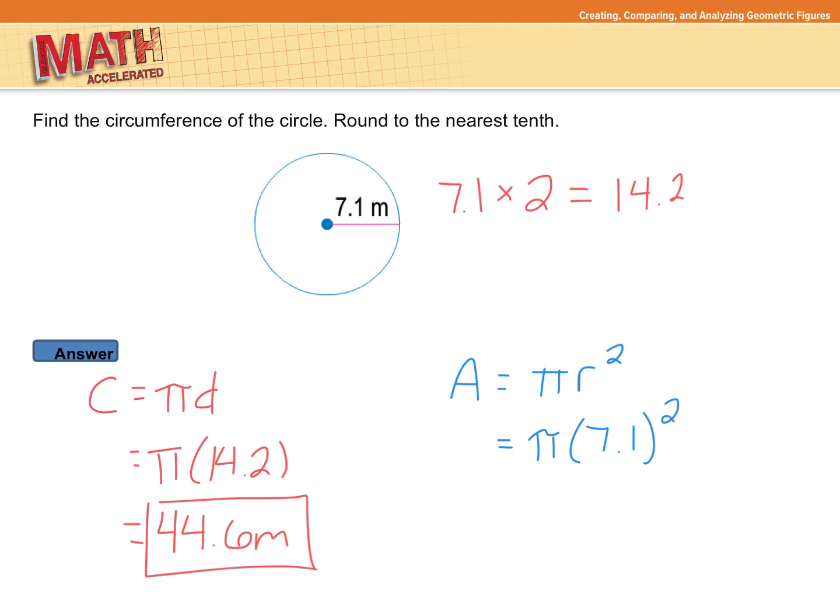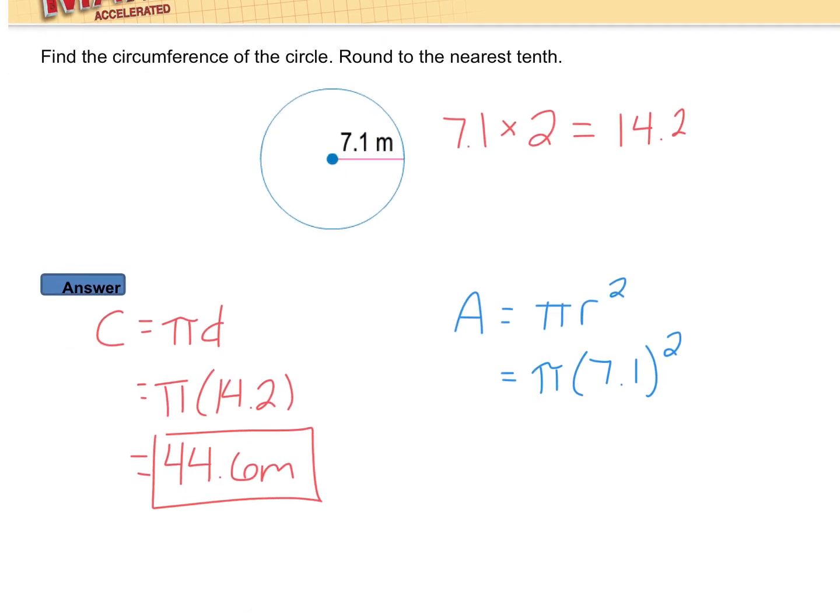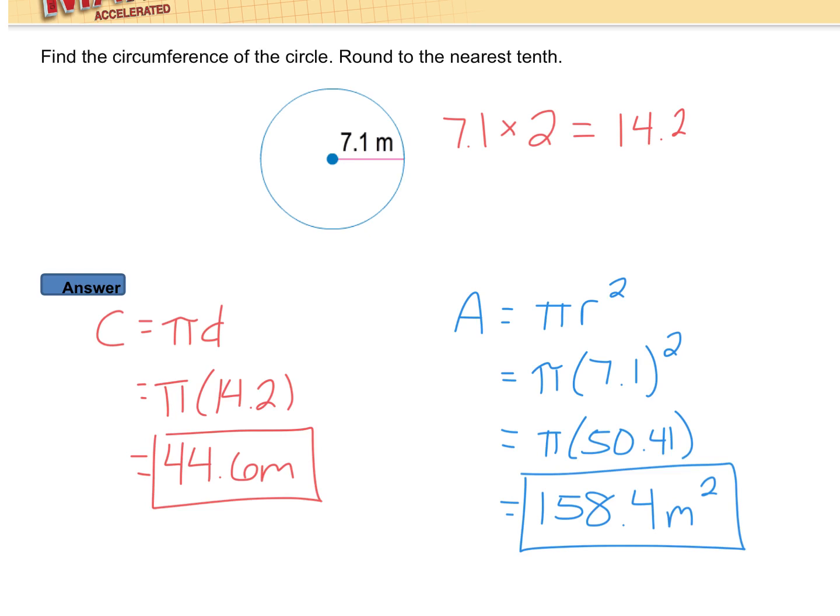What needs to happen first? Squaring. 7.1 squared is 50.41. And then last step, take it times pi. What'd you get for your final answer? 158.4. What do we label area? Meters squared. Yep, remember area is always labeled squared. Questions on the circumference and area formulas?